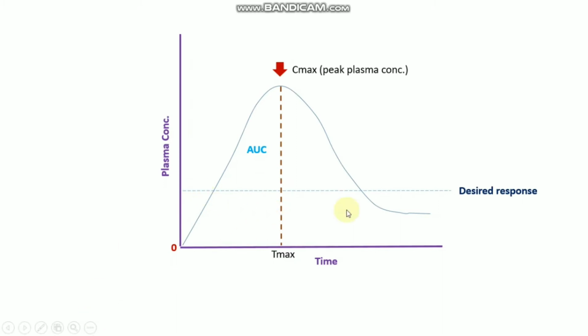And here there is one straight line, and it indicates the desired response, also known as the minimum effective concentration. So the minimum effective concentration, or MEC, or the desired response, is the minimum plasma concentration of a drug needed to achieve sufficient drug concentration at the receptor to produce the desired pharmacologic response. So this is the minimum concentration to achieve a therapeutic response.